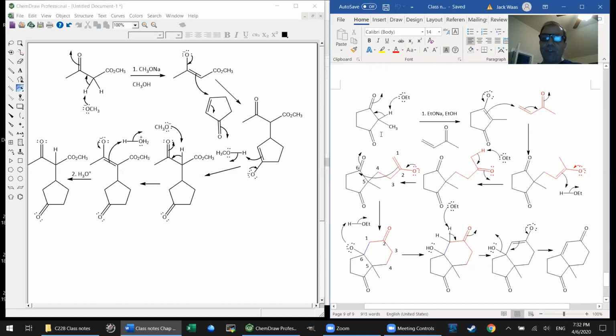Anyway, when you deprotonate this dione with our base, you get this enolate, which has at least 2 other resonance forms.